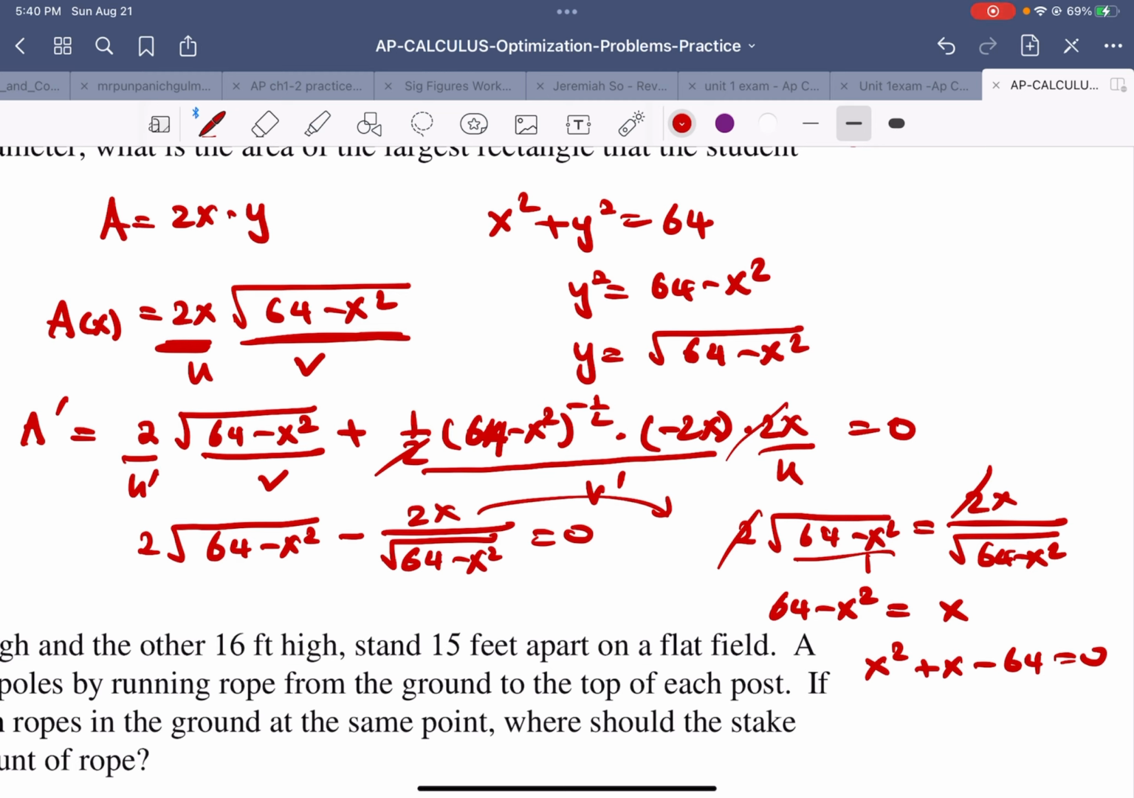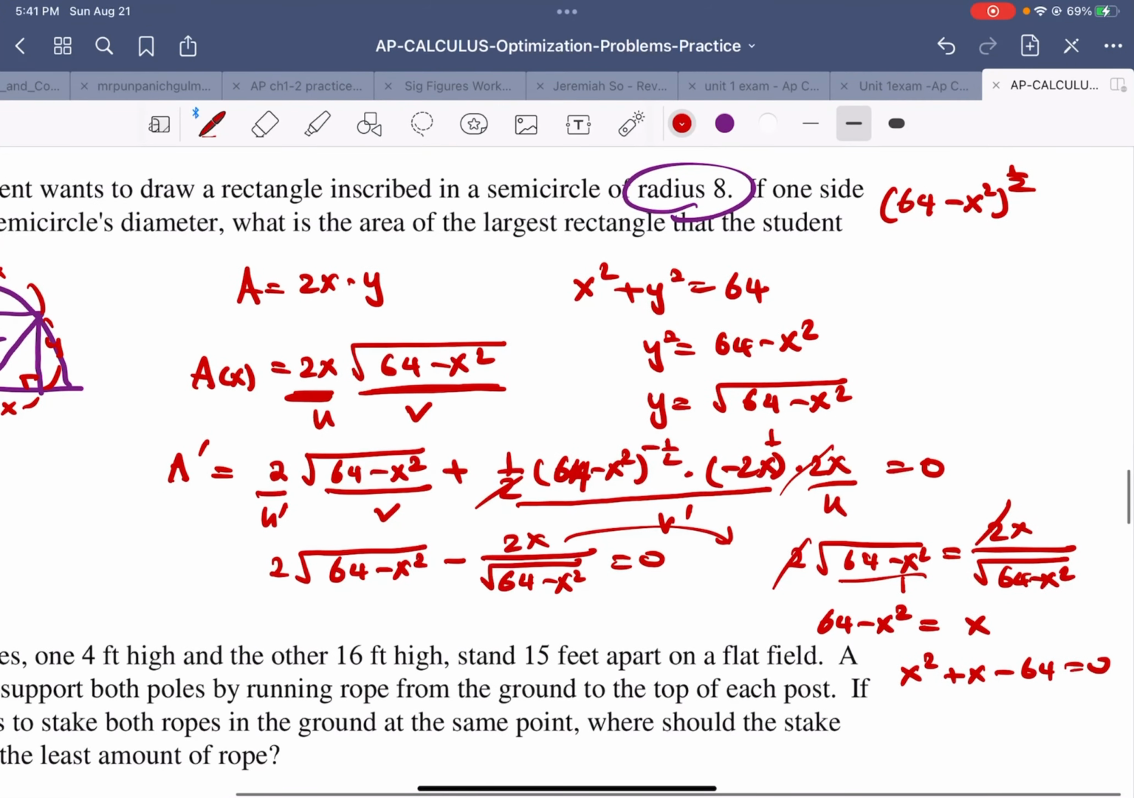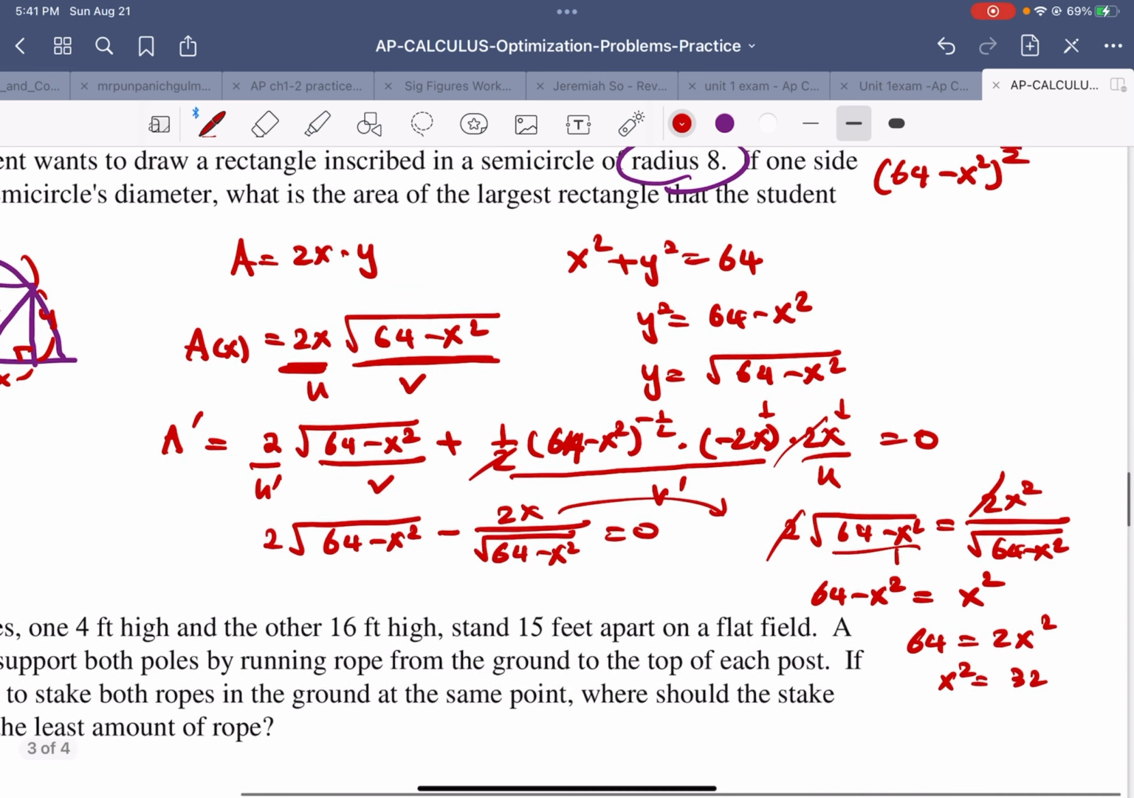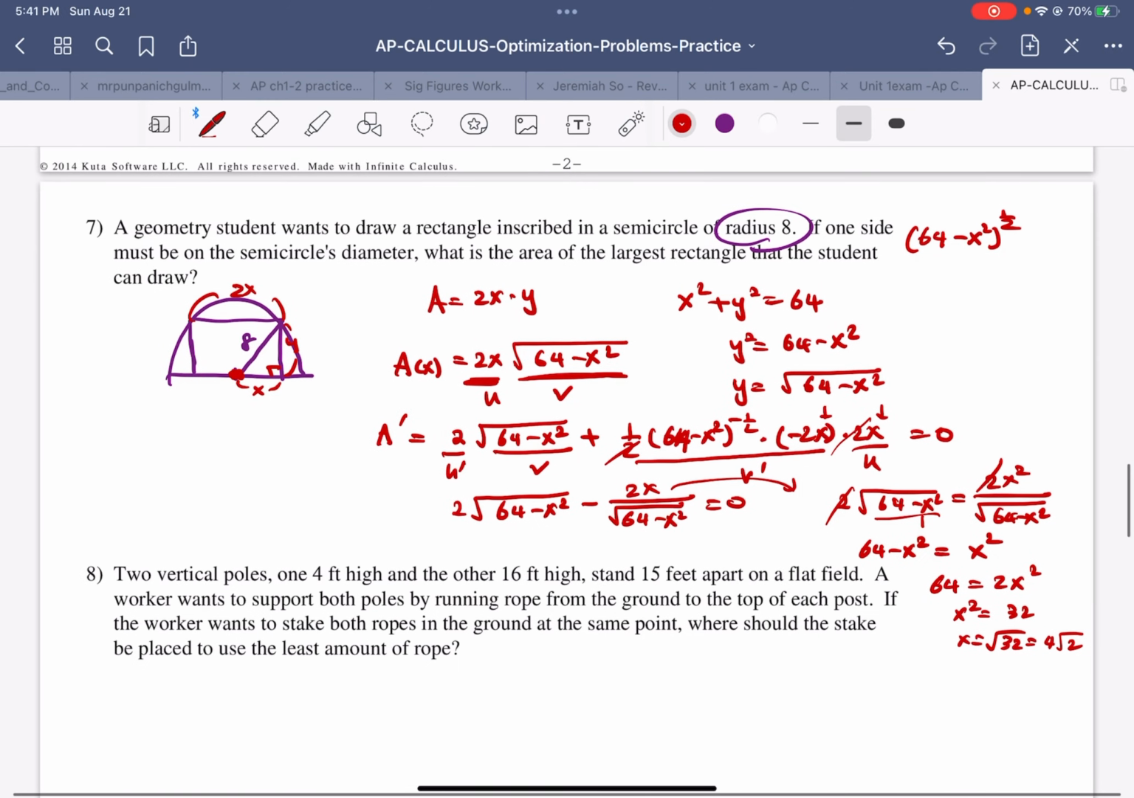And then you can factor. Hold on, actually, no, it looks like a little mistake there. This one is x and x, so that one is x squared, right? It's good to find that mistake. So actually 64 equals 2x squared, x squared equals 32, right? And then x is root 32, or you can say 4 times 4 is 16, 16 times 2 is 32, so 4 root 2. So that's the x value I found.